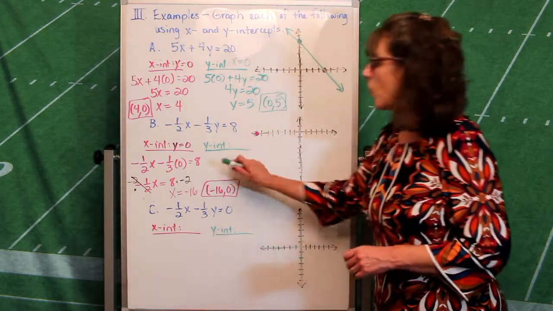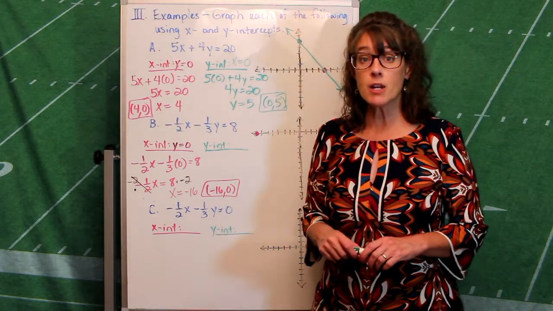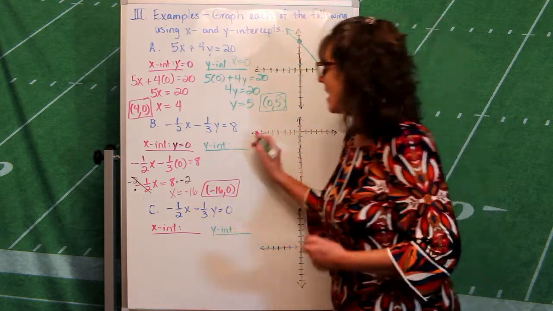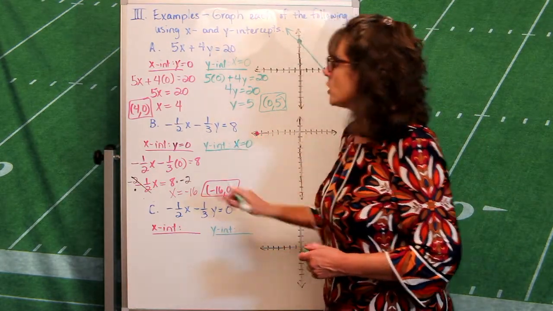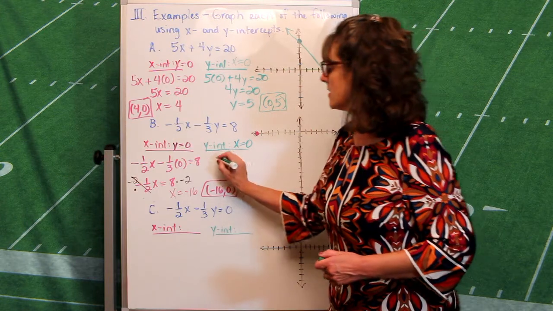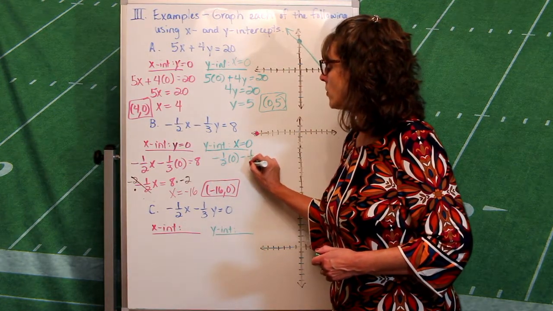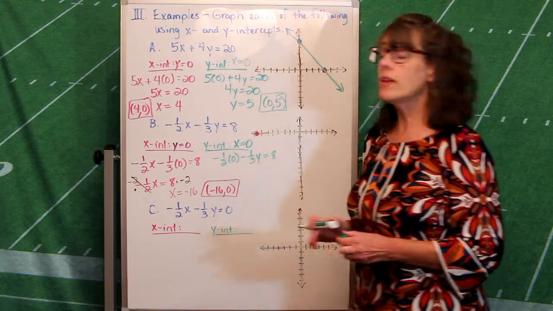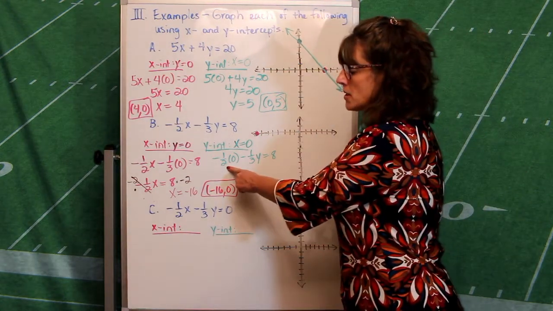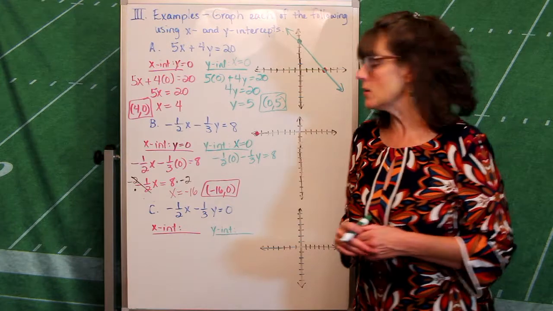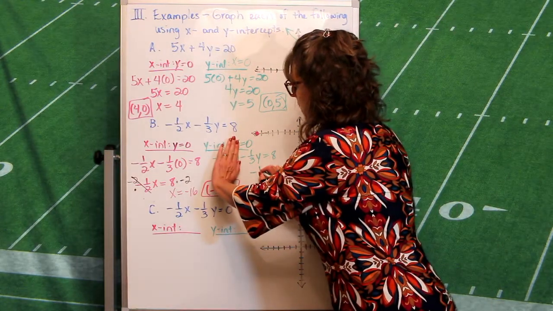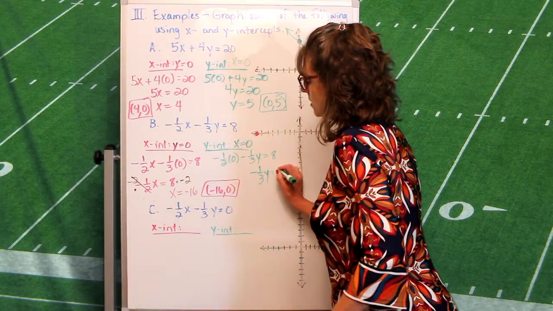Now let's take a look at this y-intercept. What's it take to get a y-intercept? Yes, make the x 0. So we're going to put a 0 right here where this x is, giving me a negative 1/2 times 0 minus 1/3 y equal to 8. And like we said before, now this term is completely gone because 0 times anything is 0. Totally gone, left with a negative 1/3 y equal to 8.